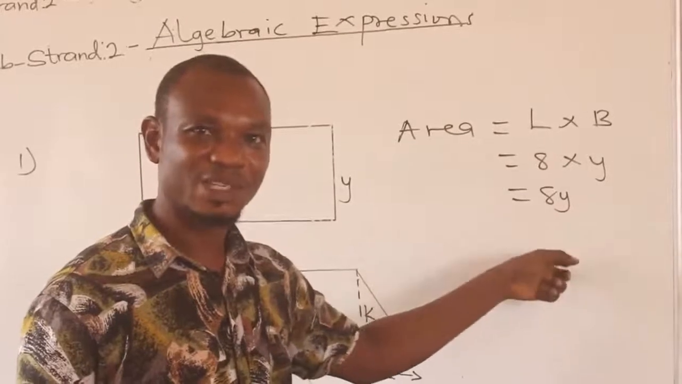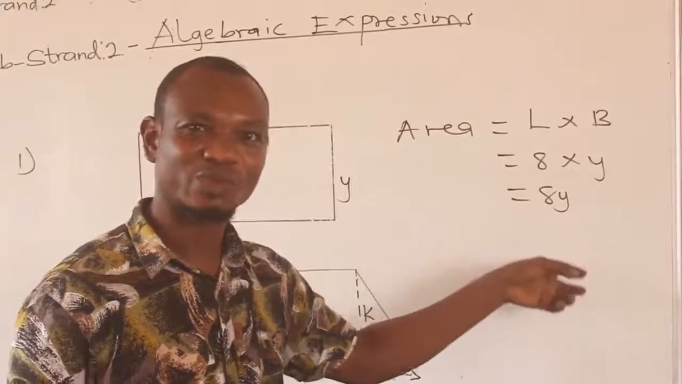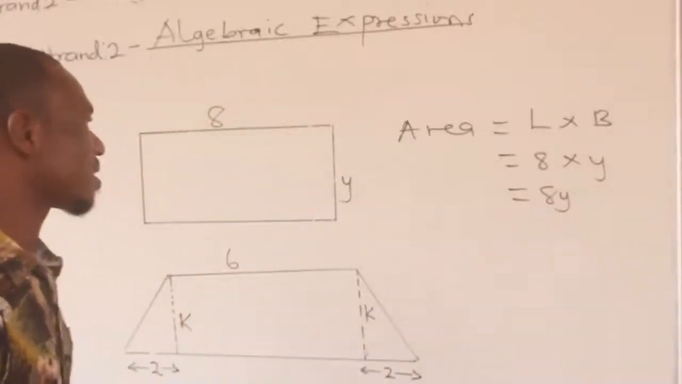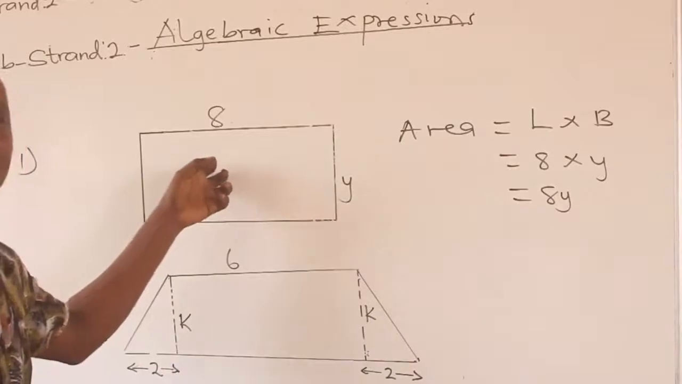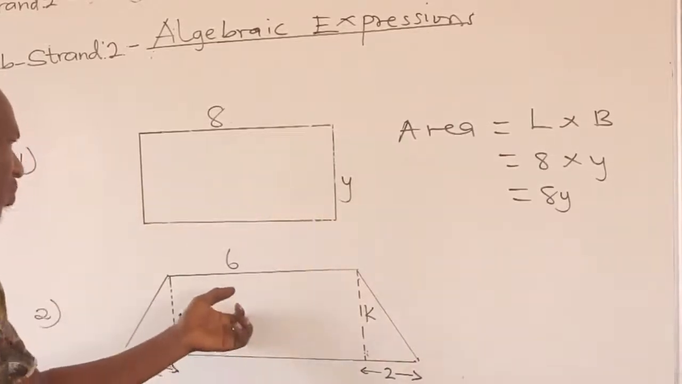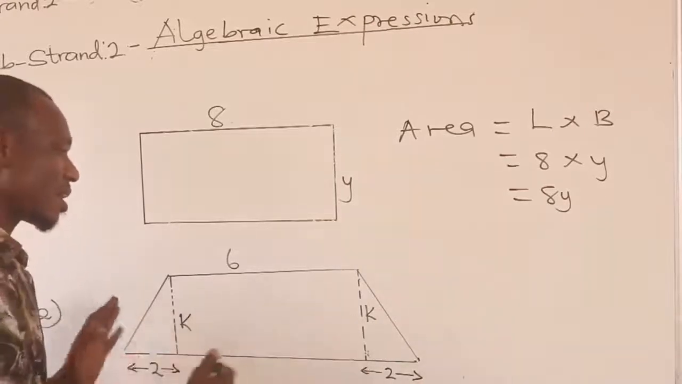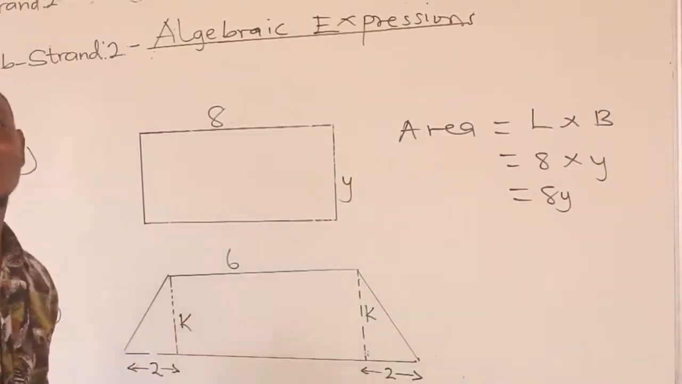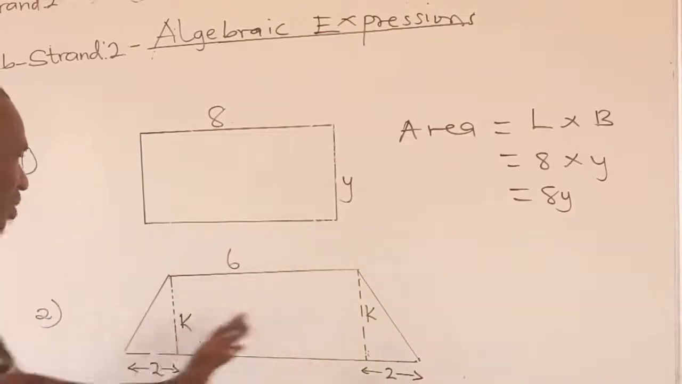As we said, an algebraic expression is a number, or a number with an alphabet, adding, multiplying, subtracting, or dividing. So this is an expression for the area of the rectangle, the first one. Now look at this. This looks like a trapezium. It has sides, and the sides are triangles. So in the middle we have the rectangle, and at the sides we have triangles.